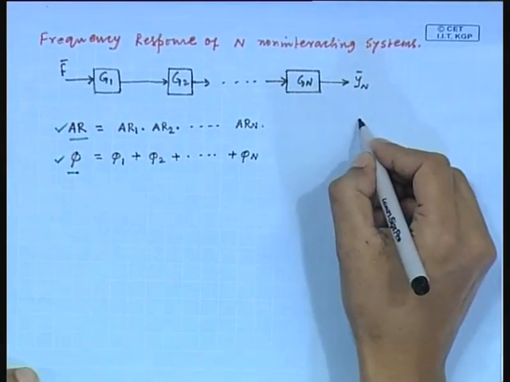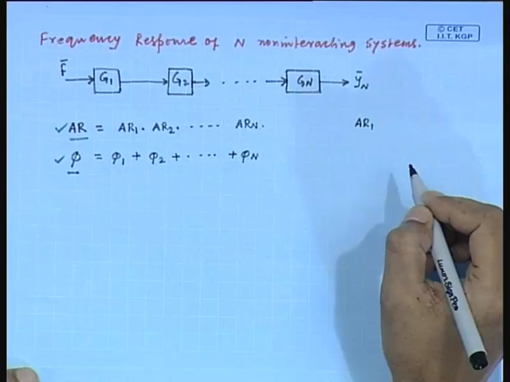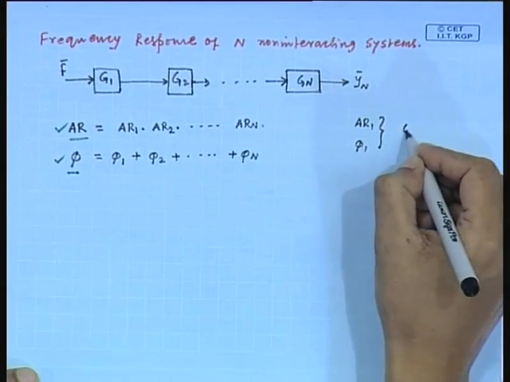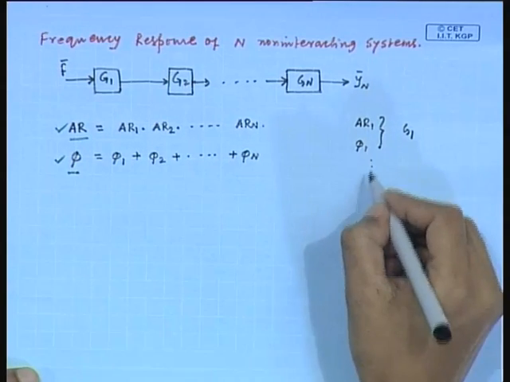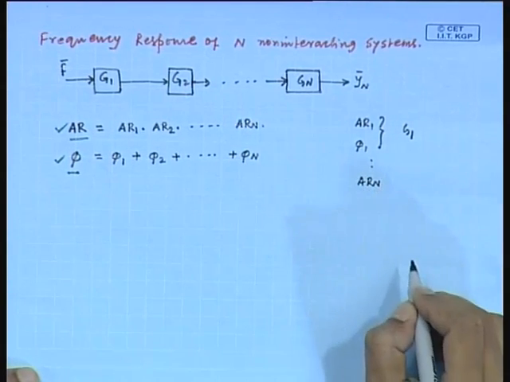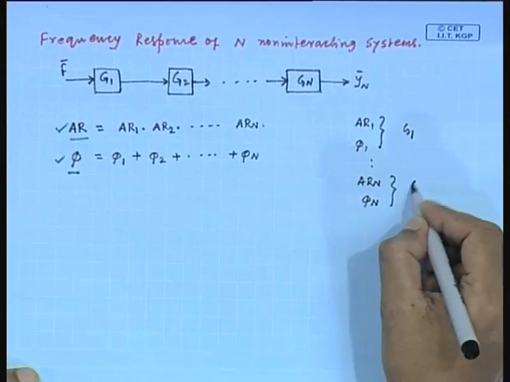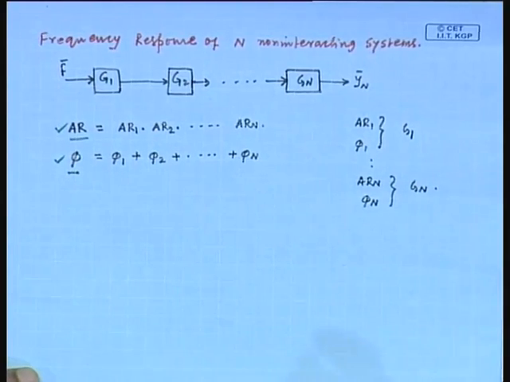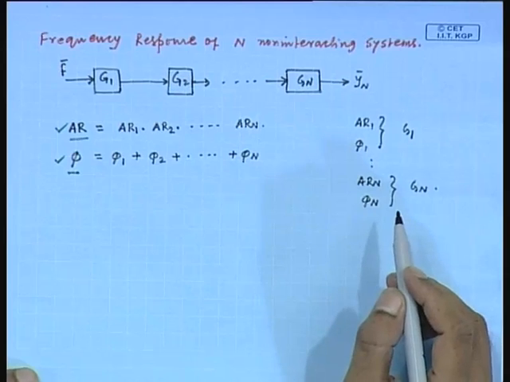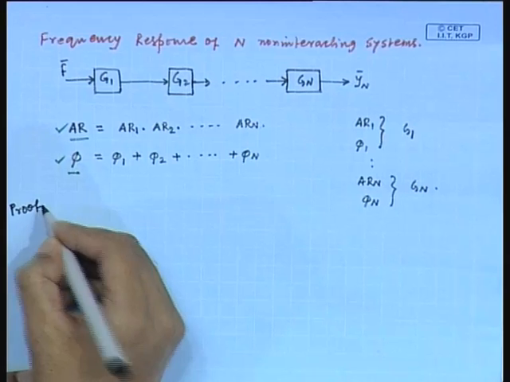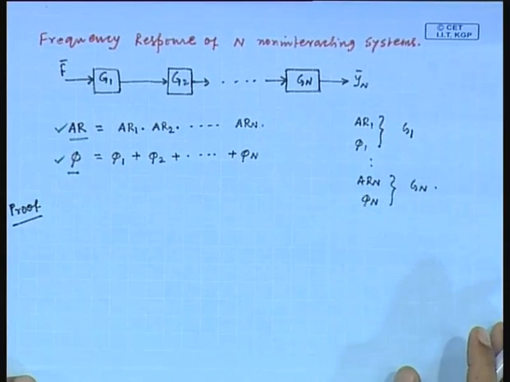Now, amplitude ratio AR1 and phase angle phi 1, these two correspond to Z1. Similarly, amplitude ratio ARn and phase angle phi n, these two correspond to Zn. Now, we will prove these two correlations. We will try to find the overall amplitude ratio and phi.